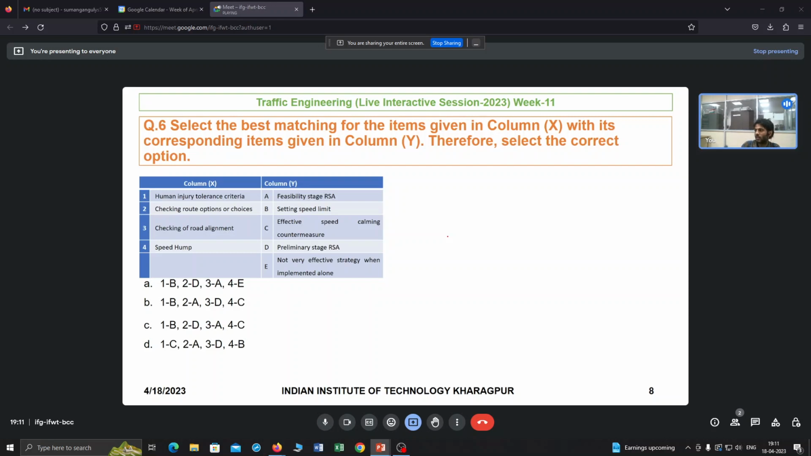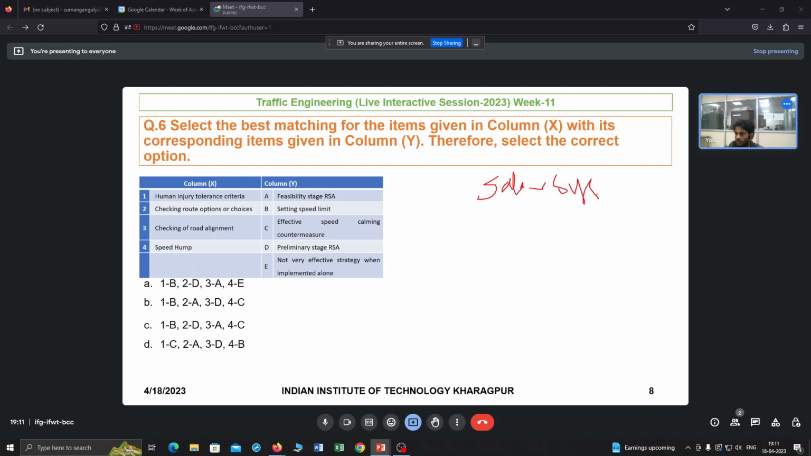So the next is: select the best matching for the items given in column X with the corresponding items given in column Y, right? So first is the human injury tolerance criteria. So what do you mean by human injury tolerance criteria?